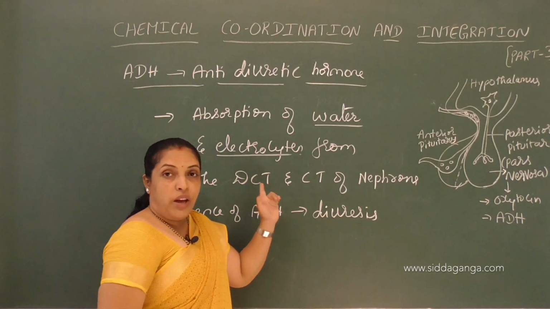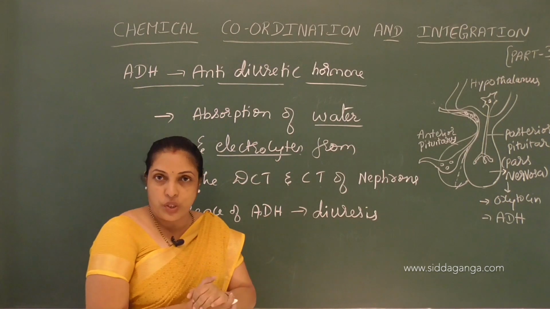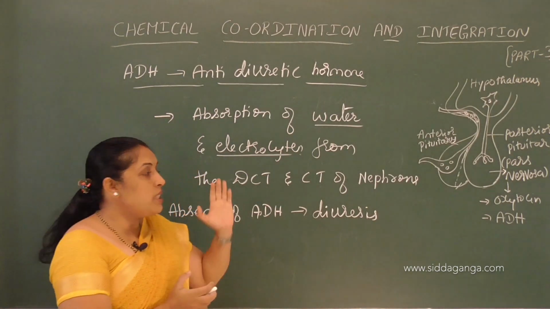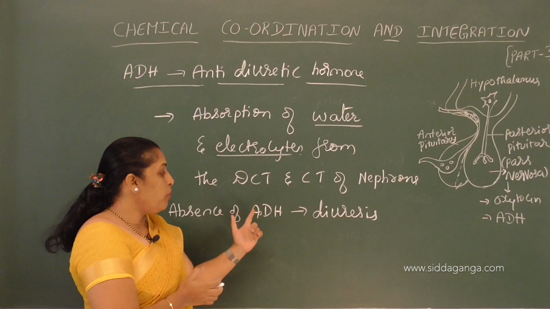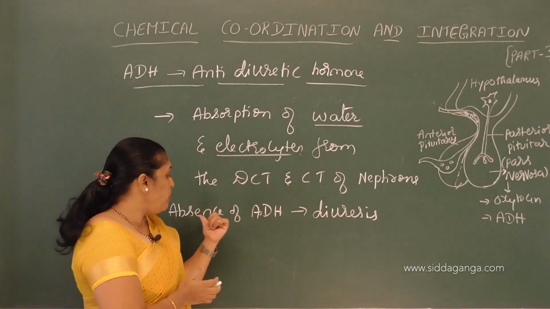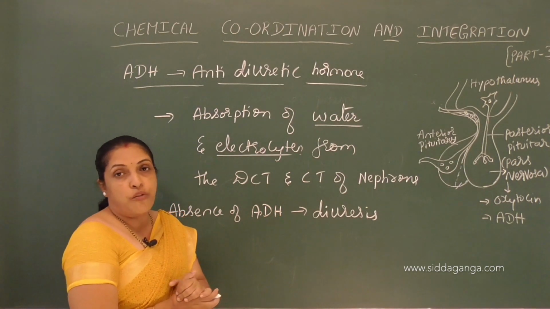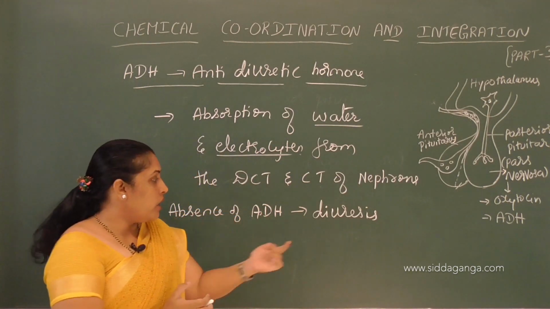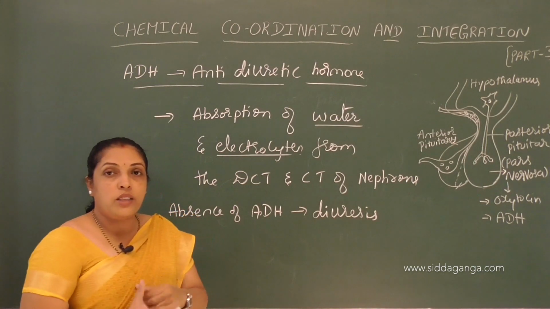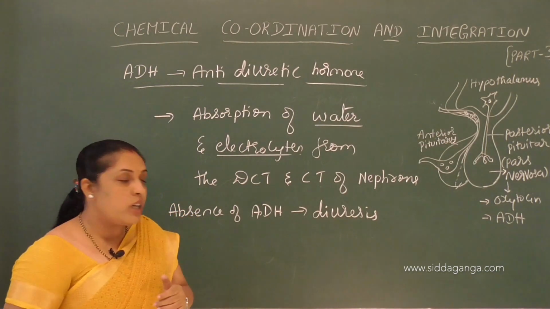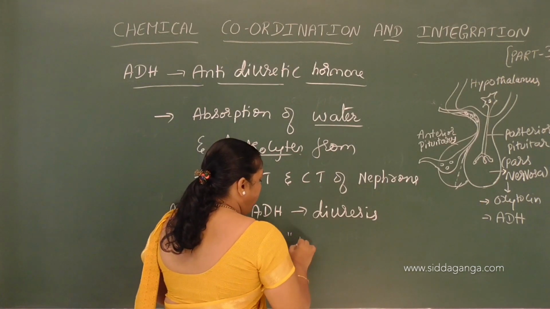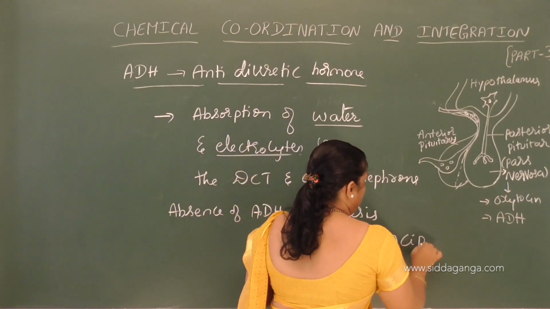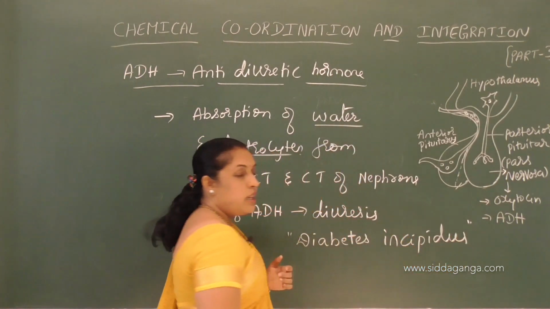So, observe, when ADH is present, it absorbs water from the DCT and CT. So, loss of water is going to be prevented. That means it prevents diuresis. That is why the name is antidiuretic hormone. In the absence of ADH, there is no absorption of water from the DCT and CT, that leads to polyuria. That condition is called diuresis, and the person will feel thirsty and dehydration occurs in that person. That condition is called diabetes insipidus.